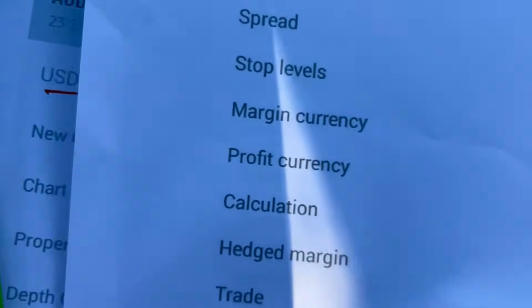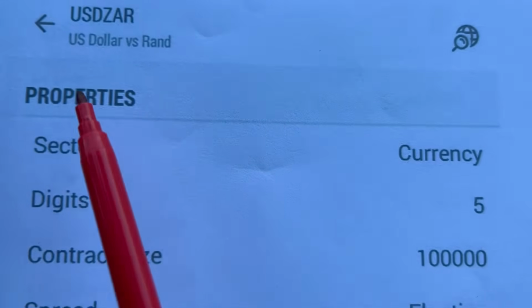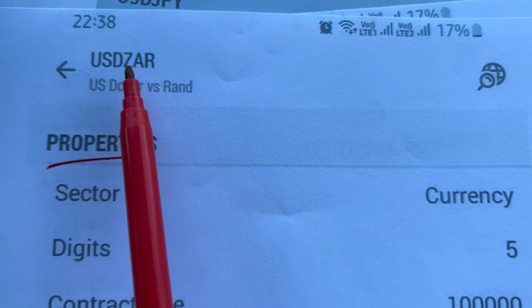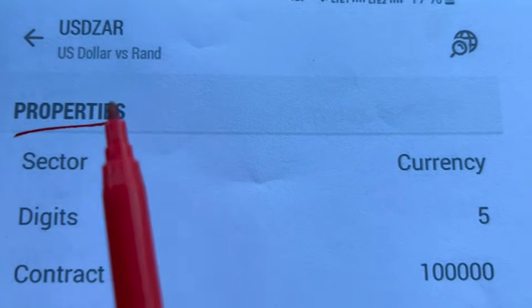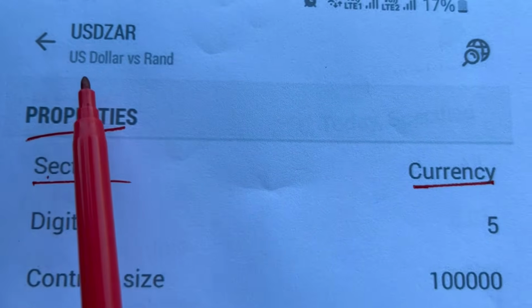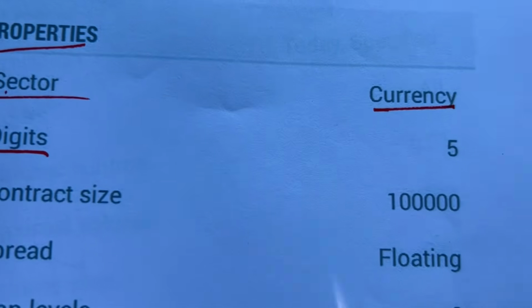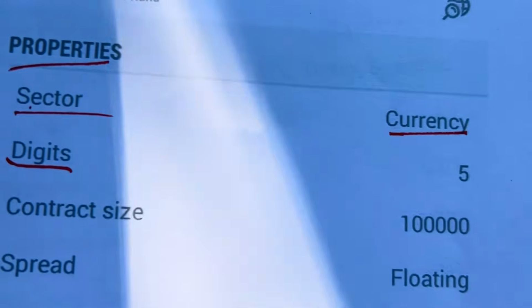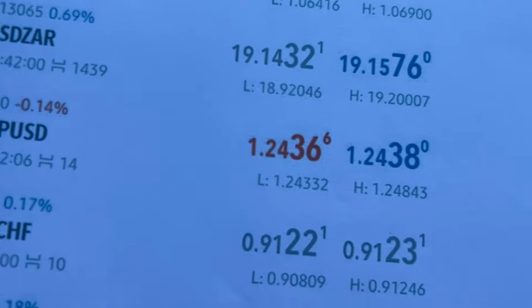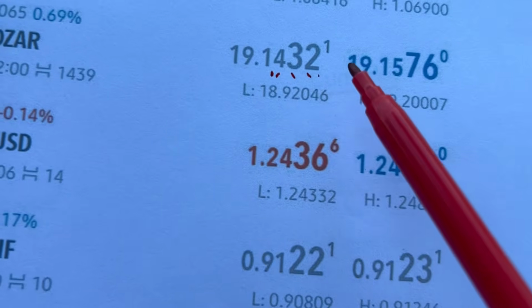Now, when you go to parameters, you're going to see something like this. Under properties, on top here we have USD versus ZAR, which is US dollar versus rand. Now we have sector. Sector is currency. This is currencies, currency pair, because there are two. Digits are 5. The digits simply mean that the asset we're going to be trading here has 5 numbers after the comma. In this case you can see we have 1, 2, 3, 4, 5. So there are 5 digits.